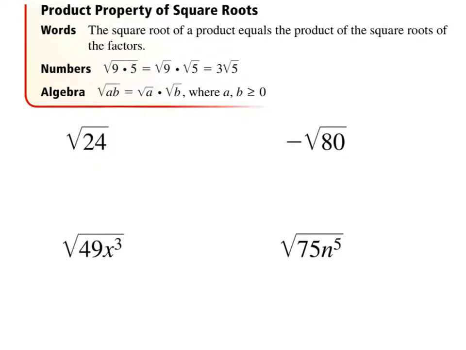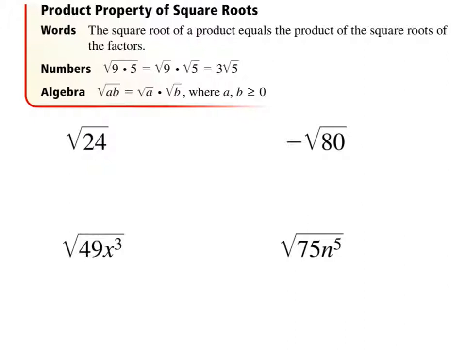One way that we can simplify radicals is by using the product property of square roots, which states that the square root of a product equals the product of the square roots of the factors. What this would look like in terms of numbers is if you have the square root of 45, you could write that as the square root of 9 times 5. And then you can split up that radical into two other radicals that are being multiplied. You take the square root of 9 and the square root of 5. Square root of 9 works out nicely to 3. Square root of 5 can't be simplified, so your final answer there would be 3 square root of 5.